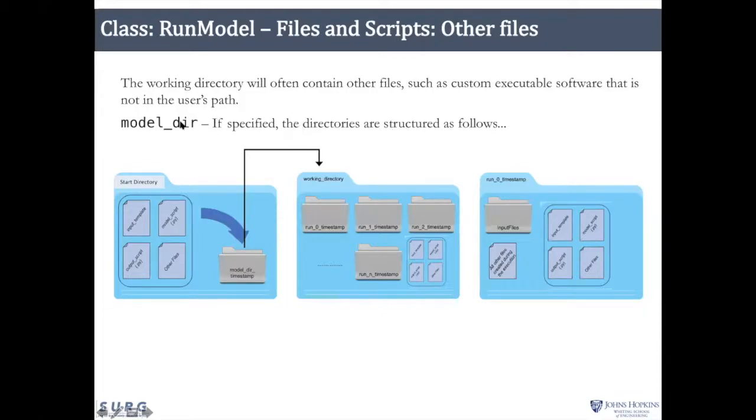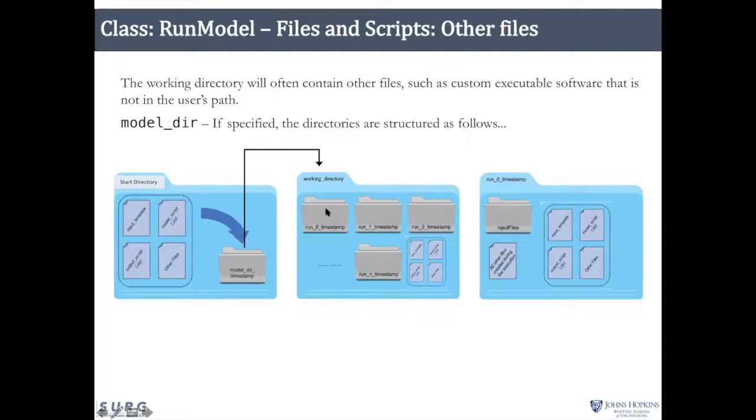So one of the inputs is model directory. If this input is passed, RunModel first creates a model directory within the directory from where it was called, and it copies all the contents of that directory into the model directory. If we then look inside the model directory, these are all the contents which are copied. When RunModel is executed, it creates a new folder for each run of the model.